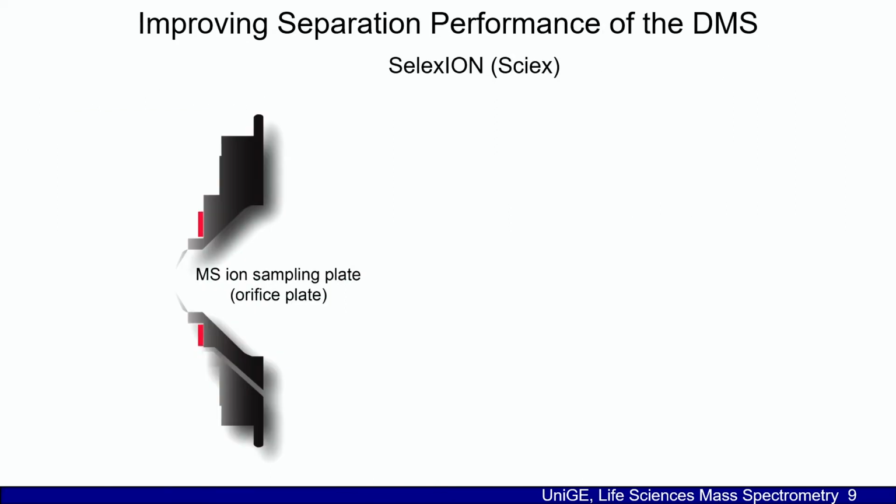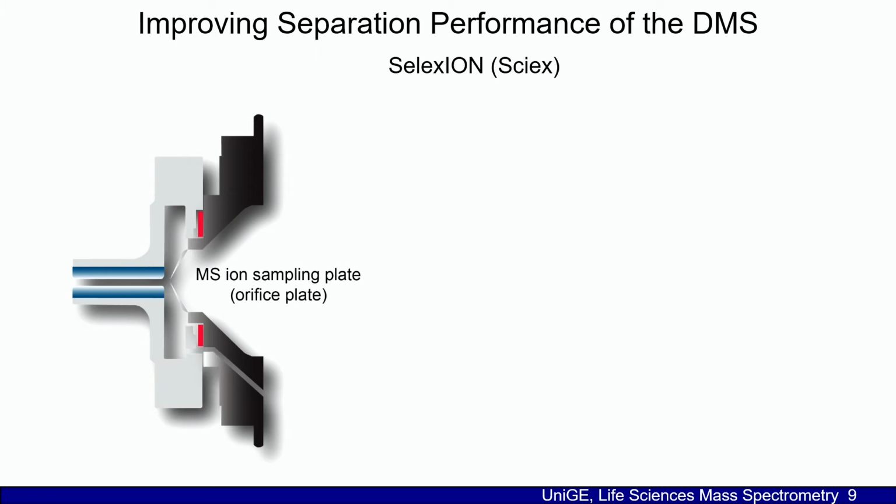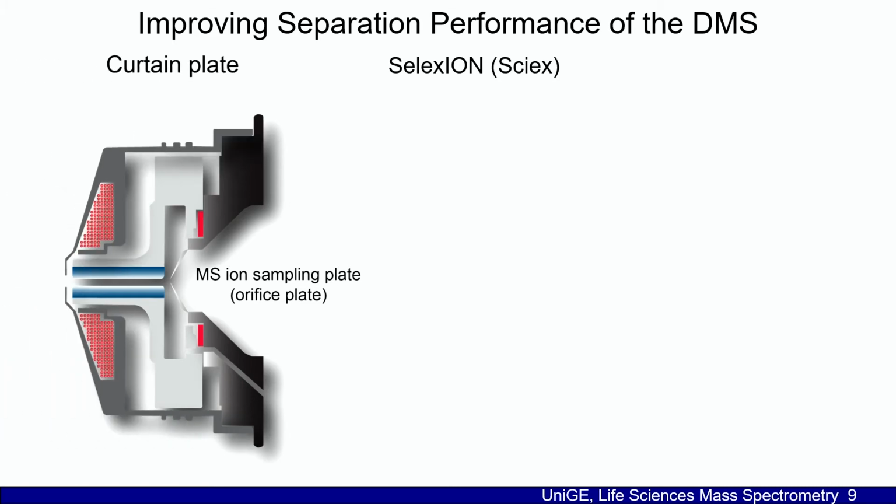Just before I start with how we can improve the resolution in DMS, this is the orifice or ion sampling plate in the front end of the mass spec. In front, these two parallel plates are embedded in a ceramic block, and on top of that there is a specially designed curtain plate which has ion exchangers and ceramic beads to make sure that the organic solvent is in the vapor state.